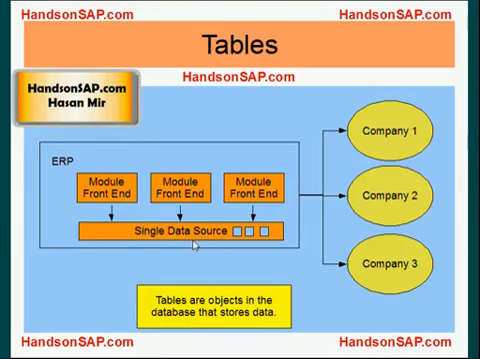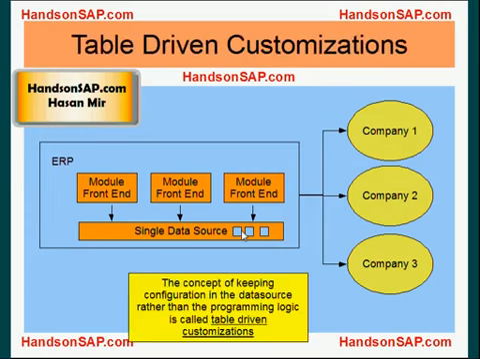Now, tables are objects in the database that store data. So in the database, you will see tons of tables. And each table contains data specific to a particular entity. Now, the concept of keeping configuration in the data source rather than the programming logic is called table-driven customizations. Okay, that's where the term comes from, and most of the ERP packages like SAP and Oracle, they follow table-driven customizations. Okay, so the customizations are stored in the tables, not in the programming logic.